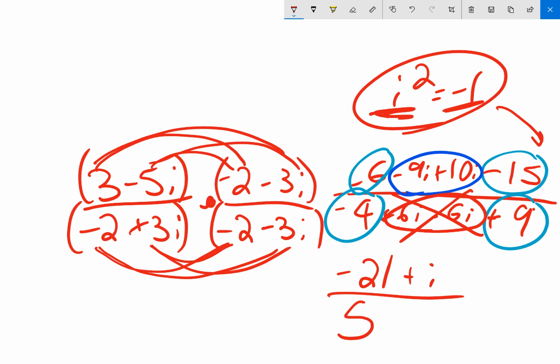I could try to reduce my fraction, but I don't think I can in this case. My answer is going to be negative 21 over 5 plus i over 5. Or 1i over 5. You might say 1/5 i. Same thing.